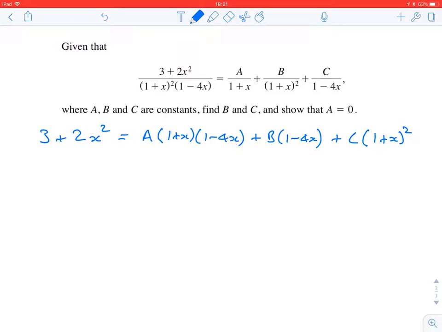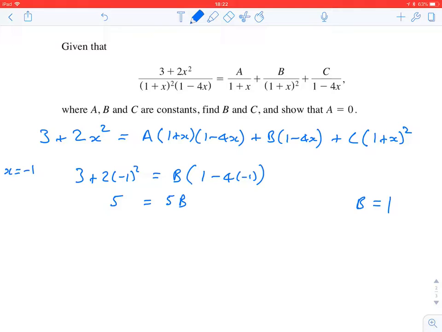And now we're going to put in two values for x, one at a time, that make the bracket 0. So first of all, I'm going to put in x = −1. Now if I put in x = −1, this term will be 0, and this term will be 0. So on the right-hand side, there's only the middle term that will contribute. So we get 3 + 2 lots of (−1) squared, substituting in the −1, is equal to b times (1 − 4 times −1). Left-hand side becomes (−1) squared is 1, times 2 is 2, plus 3 is 5. In the bracket on the right-hand side, we've got −4 times −1 is plus 4, plus another 1 is 5, so 5 equals 5b, so b must be 1.